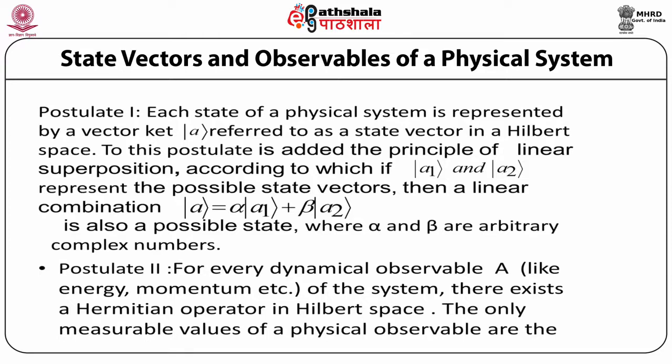Now, let us come on to the second postulate. Postulate 2 states that for every dynamical observable A, like energy, momentum, etc., of the system, there exists a Hermitian operator in Hilbert space. Here, what we mean by dynamical observable is the physical quantity that is measured in such a system.